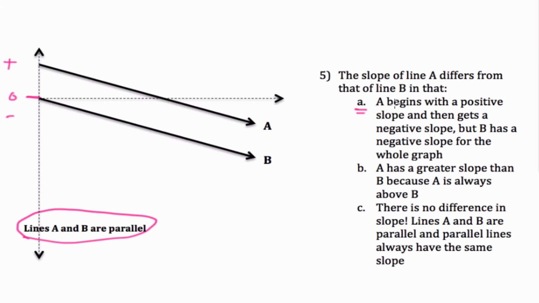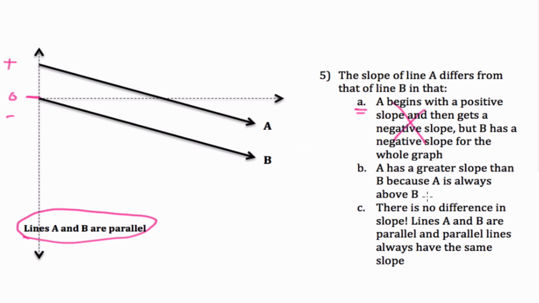In choice A, which is wrong, I'm trying to see if you understand that where the points are plotted has nothing to do with the slope. So just because this starts out with positive values for y until it crosses this axis here, it doesn't mean it has a positive slope. It is going down, so this has a negative slope the whole time. So choice A is wrong.